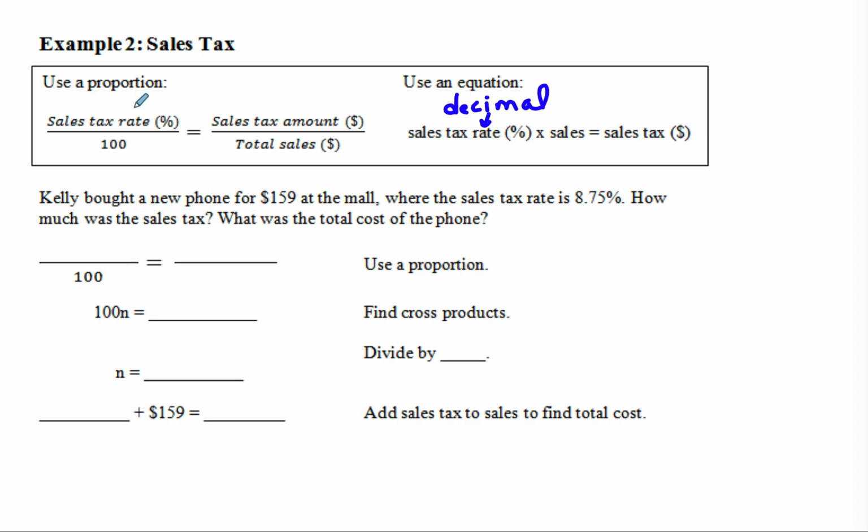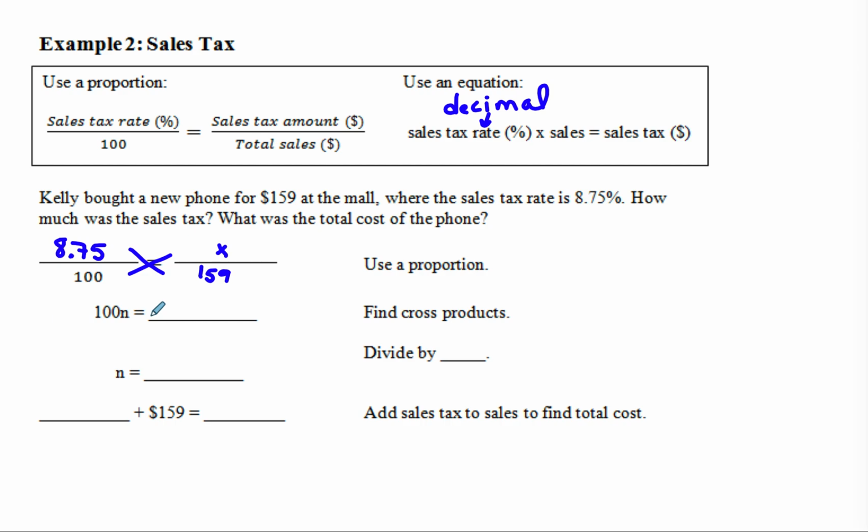So our sales tax rate, our percent goes over 100. I have the proportion version set up. 8 7/75% over 100. And then part over whole on this side, the part is the sales tax. We don't know what that is, but we do know the whole, and that is our cost of $159. Okay, no easy multiplication patterns on this one, so we're going to go ahead and do cross products. 100 times, I used X and the blanks of N, but that's okay, it doesn't really matter, is 100N.